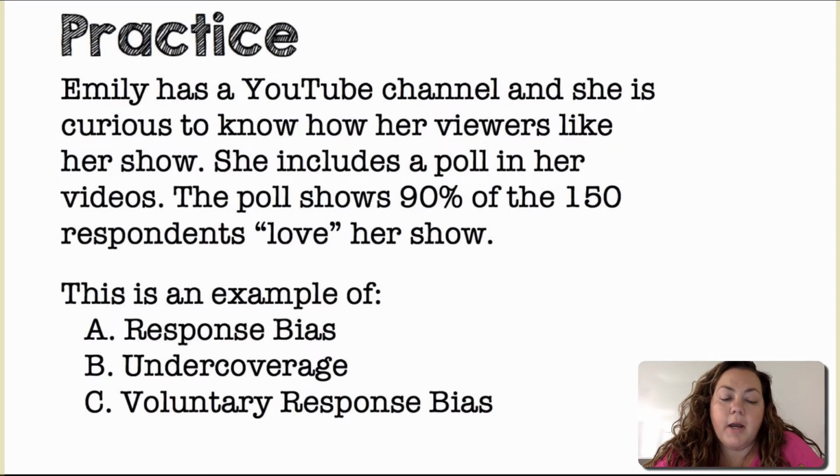All right, a practice. Emily has a YouTube channel, and she is curious to know how her viewers like her show. She includes a poll in her video. The poll shows 90% of the 150 respondents love her show. This is an example of A, response bias, B, undercoverage, or C, voluntary response bias. Okay, we are going to go with voluntary response bias.